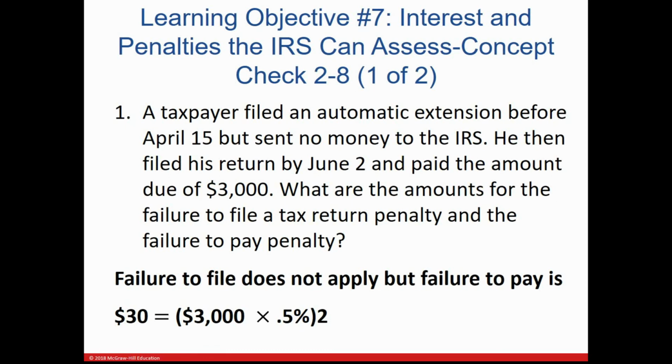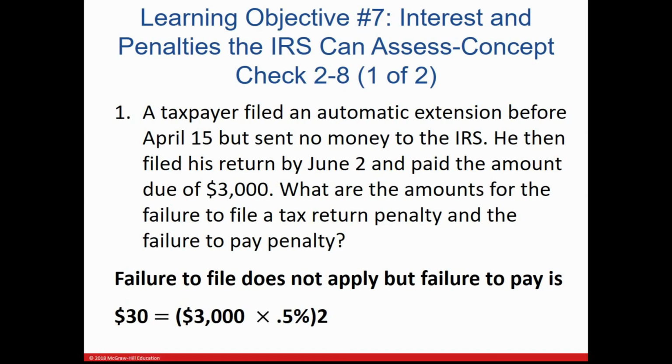So, for example, if a taxpayer filed an automatic extension before April 15th, but sent no money to the IRS, he then filed his return by June 2nd and paid the amount due of $3,000. The amounts then that would have to be paid for failure to file a tax return would be that $3,000 times 5%, and then times 2, or $300, would be the penalty. Only 5% per month times the 2 months. As we said, a fraction of the month counts as a full month.